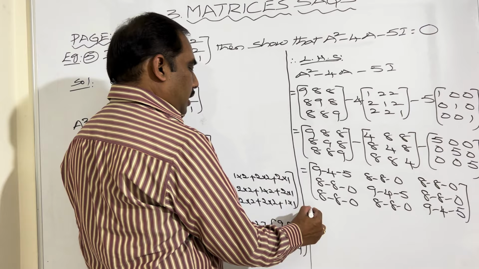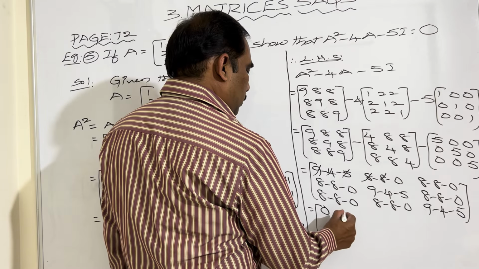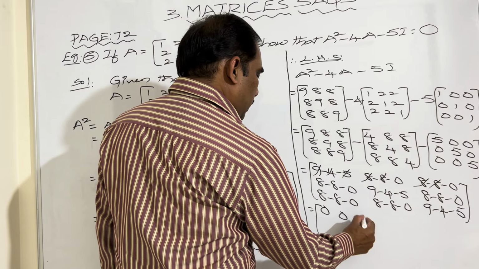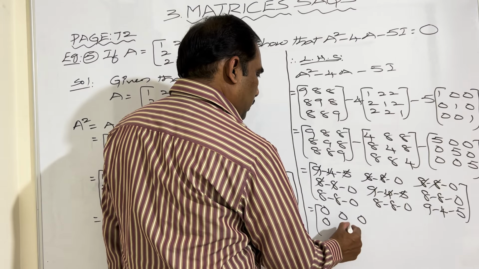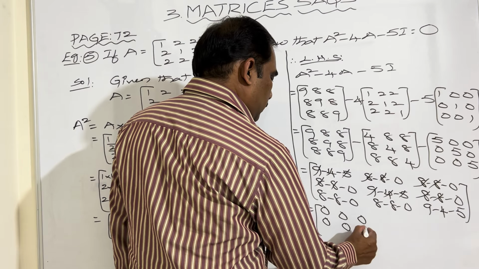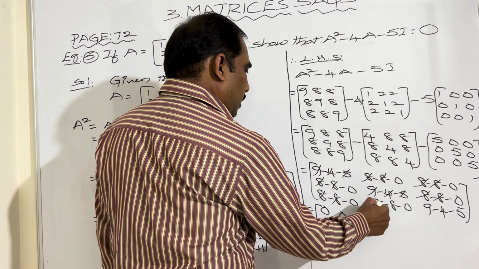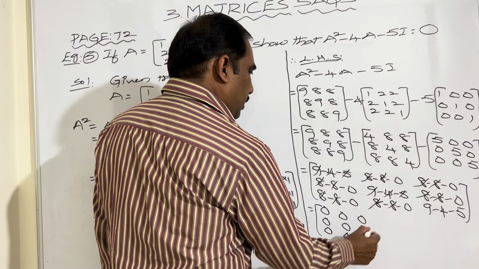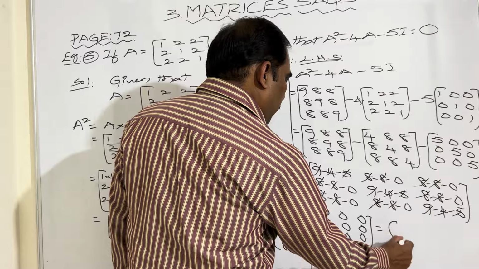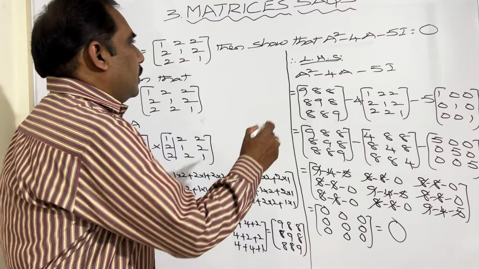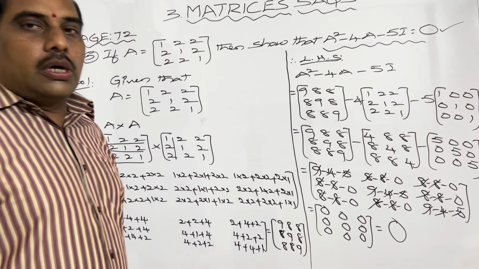If you observe here, all the elements get cancelled. Here we get 0, again 0, again 8 minus 8 is 0, 9 minus 9 is 0, 8 minus 8 is 0. Finally 9 minus 9 is also 0. It is a null matrix, denoted by O. Therefore, like that, A square minus 4A minus 5I is equal to O we can prove.